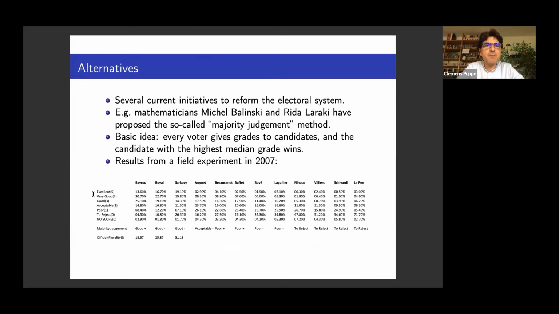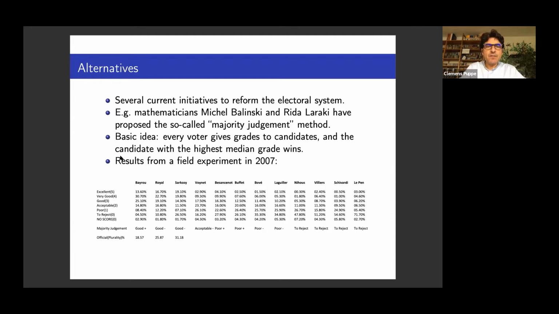For instance, there are mathematicians, Michel Balinsky, who died recently, unfortunately, and his collaborator, Rida Laraki. They have proposed another voting method, the so-called majority judgment method. And the basic idea of the majority judgment method is not to vote for candidates, but to give them grades. And this is a very interesting idea, actually.